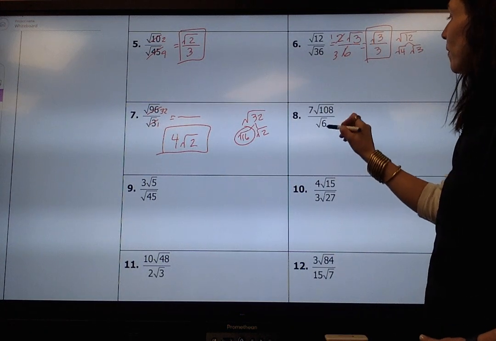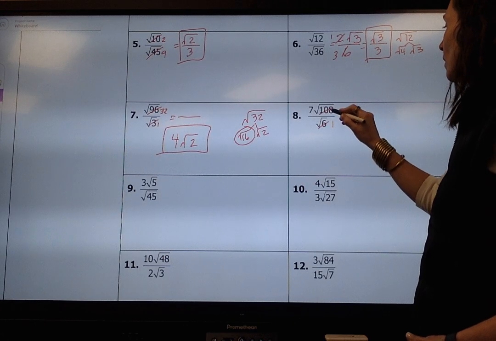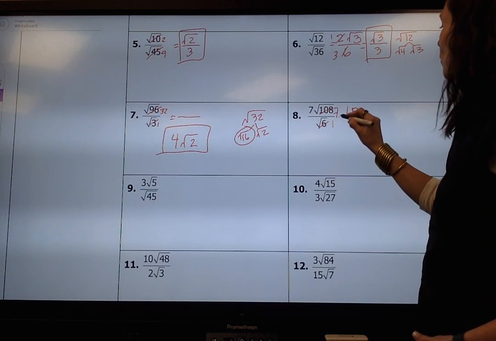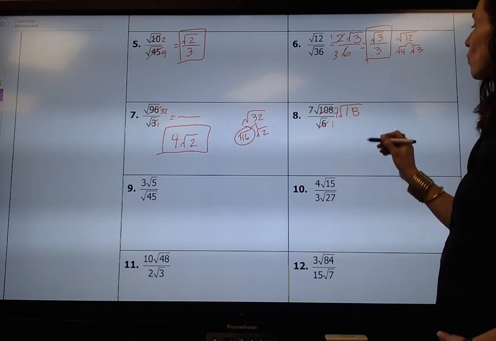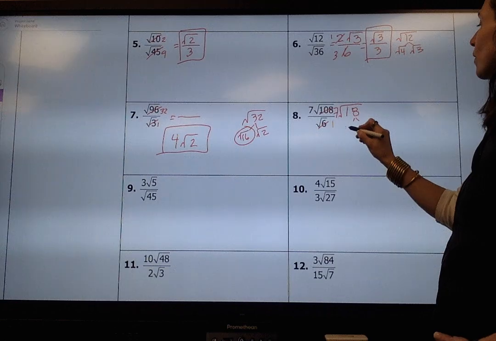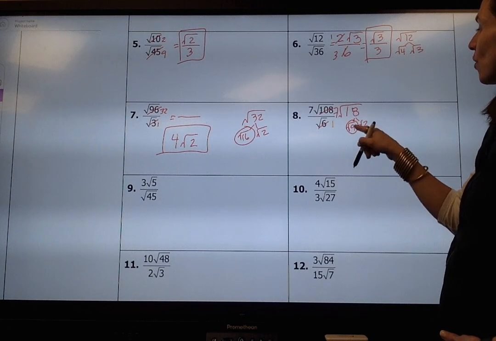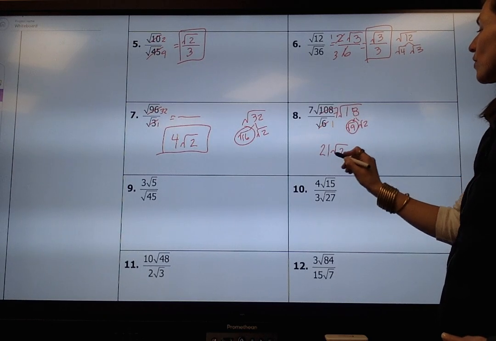I can simplify this guy. So 106, 6 goes one time with 4 left over, and I get 18. So 7 square root of 18 over square root of 1, which is just 1. And I can simplify square root of 18. Square root of 9 is 3. So 3 times 7 is 21, and left over is the square root of 2.